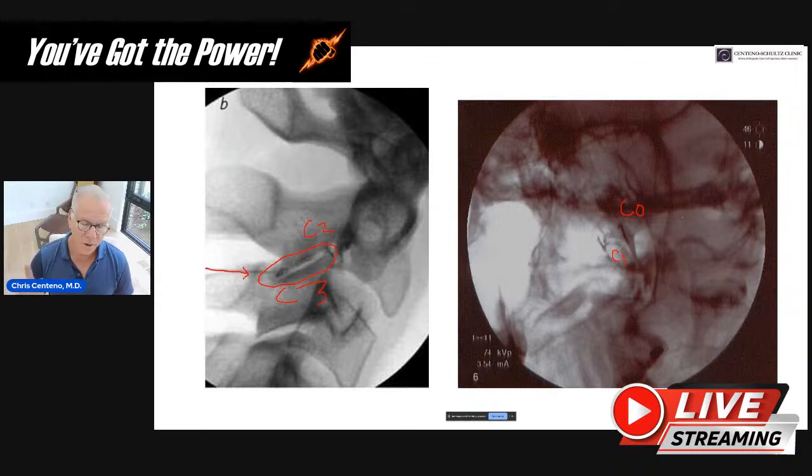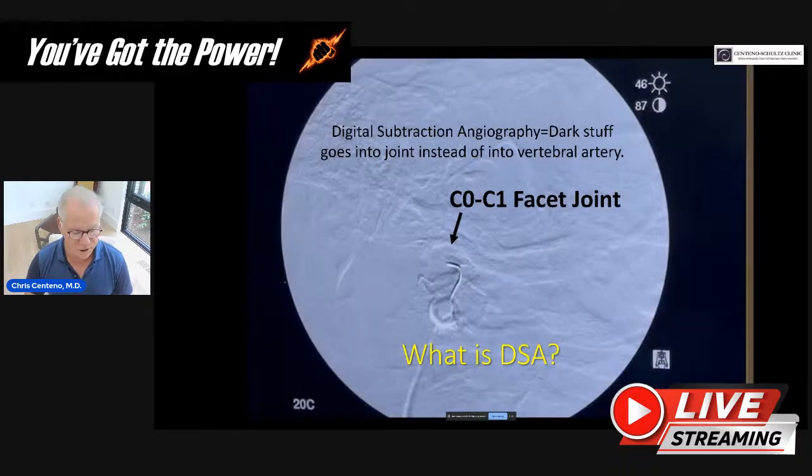Now, for this one on the right here, we have to use digital subtraction angiography to make sure that that's safe. So that means using a technology that allows us to see where the contrast is going.